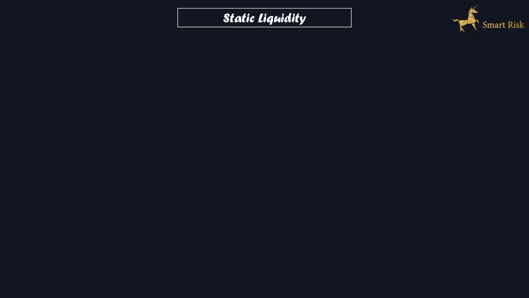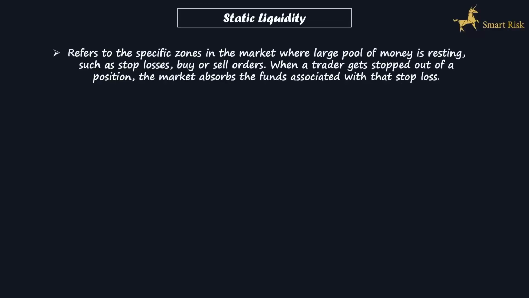The static liquidity refers to the specific zones in the market where a large pool of money is resting, such as stop losses, buy or sell orders. When a trader gets stopped out of a position, the market absorbs the funds associated with that stop loss.